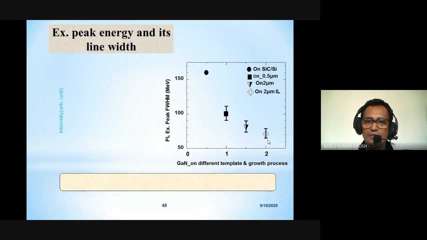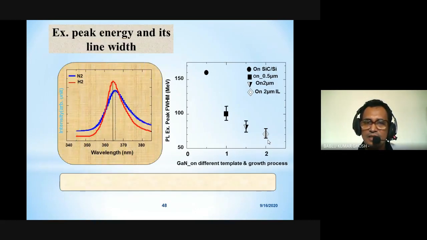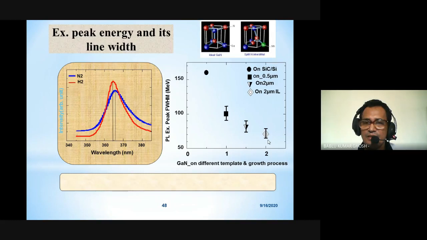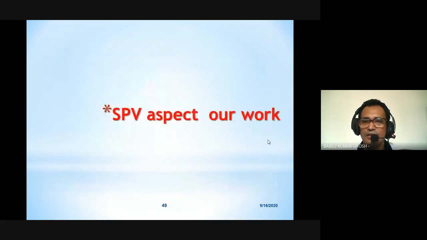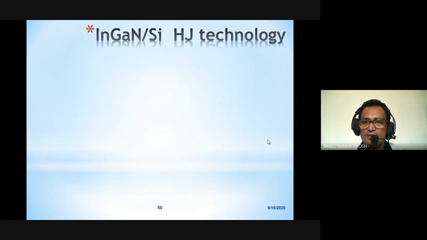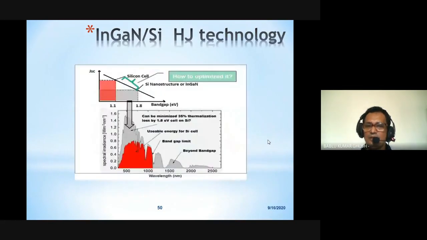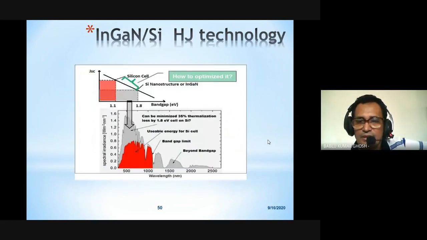You can see more details here of how the carrier gas affects the production of the epilayer's stress and its quality, and the different excitonic peak full width at half maximum can reveal the different quality. Wherever it is less, that is the best quality gallium nitride produced on silicon. Actually it is also published. Then the gallium nitride on silicon heterojunction and multi-junction technology, we also published in our review.